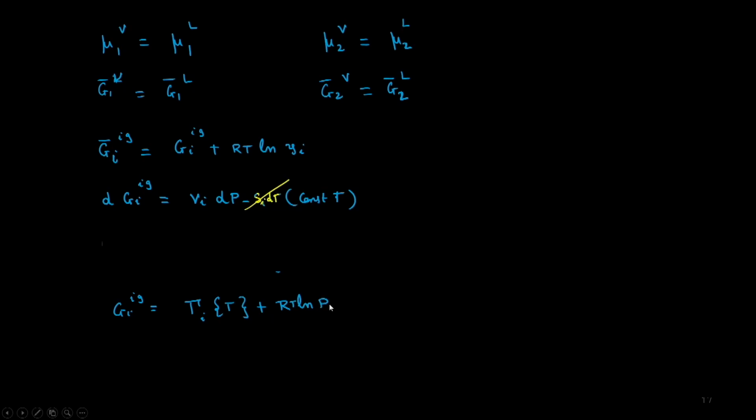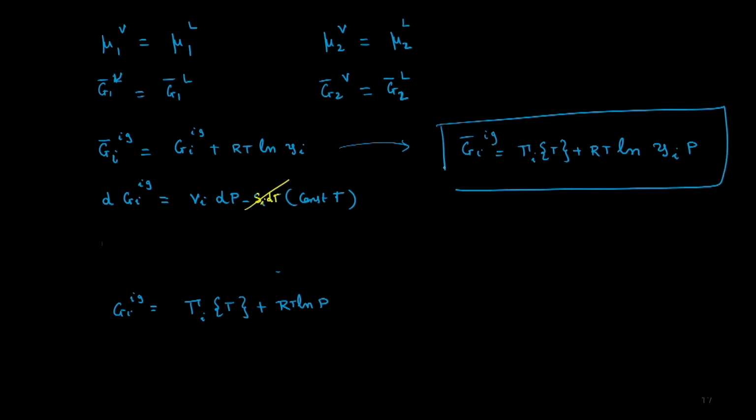So what I'll do is I'll take this equation for Gi^ig and substitute it back in this expression, so that what we get is an expression for Gi bar ig as the constant plus RT ln yi times P. This is an expression for partial molar Gibbs free energy of species i in an ideal gas mixture.